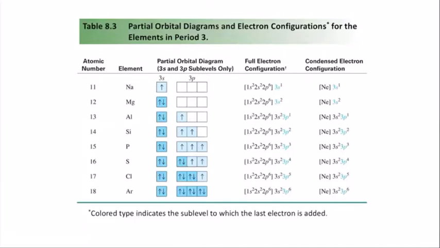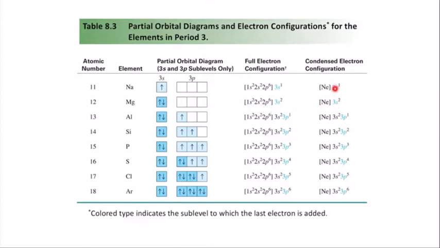So looking at how our orbital diagrams and electron configurations relate to each other. If I have sodium, I have a 3s. The full electron configuration for sodium would look like this: 1s2, 2s2, 2p6, 3s1. Or if I write the condensed configuration or noble gas configuration, that would be neon, 3s1. And same thing with magnesium. Magnesium fills up 2 electrons in the 3s orbital. So that means it's a 1s2, 2s2, 2p6, 3s2, or neon, 3s2.